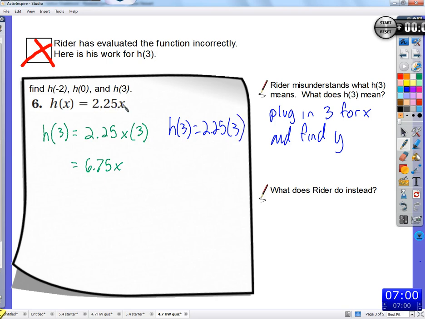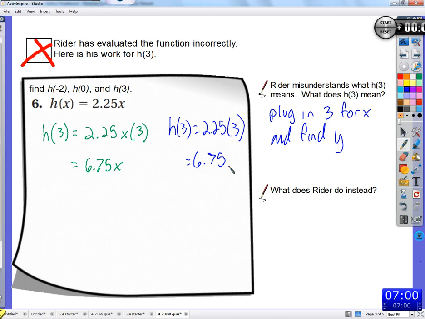So we got 2.25 times x. X is now 3, so 2.25 times 3 is 6.75. Ethan, what would be wrong? Get h by itself. Get h by itself. So I'm going to address both of those things. Katie, you're right. He didn't put 3 in for x. He just put it next to it.